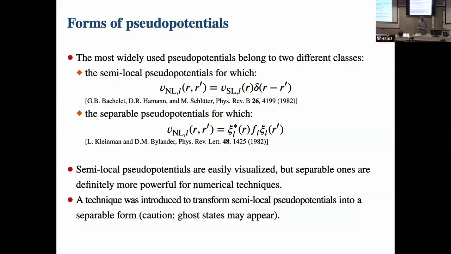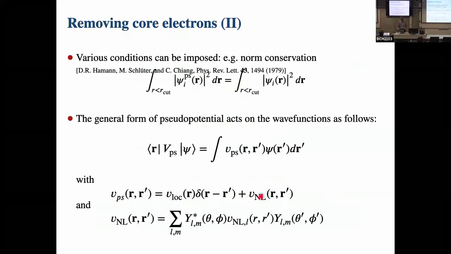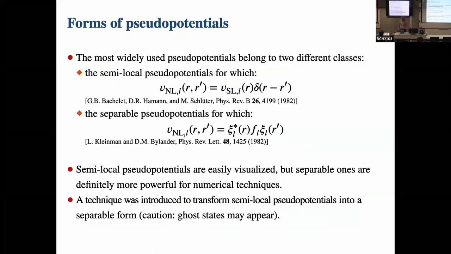The non-local part can be written in two different ways. One is the kernel that I was showing in my previous slide, which can be written in two ways. One is called the semi-local form, in which you replace the r, r prime dependence by a semi-local part times the delta, and the other is a separable form in which you write that this potential is simply a product of two potentials, each of which depends on one of the two variables. The semi-local potentials are easy to visualize, but the separable form is much more efficient in terms of numerical treatment. And so there has been development of a transformation from one to the other.